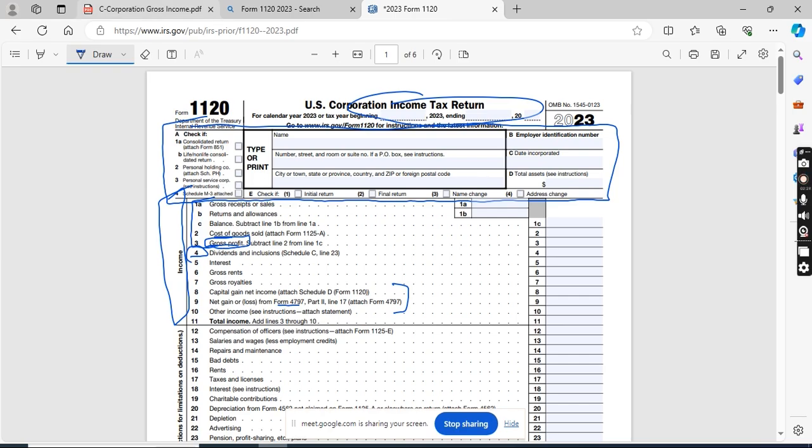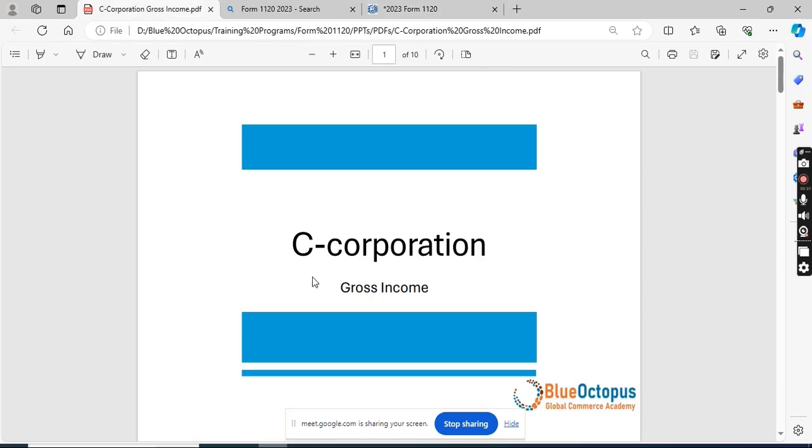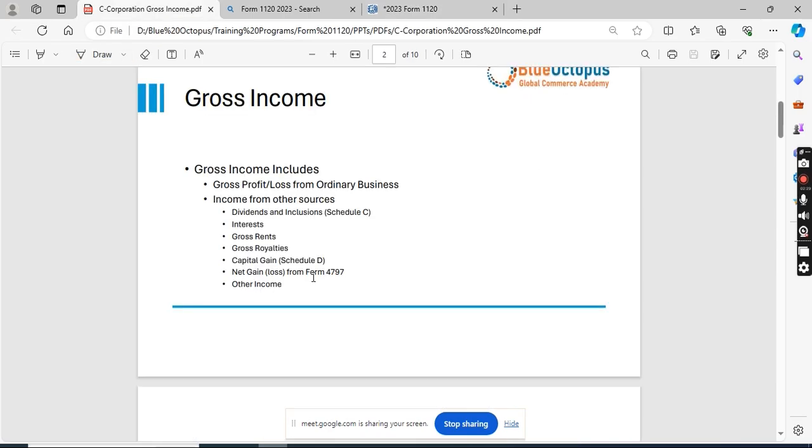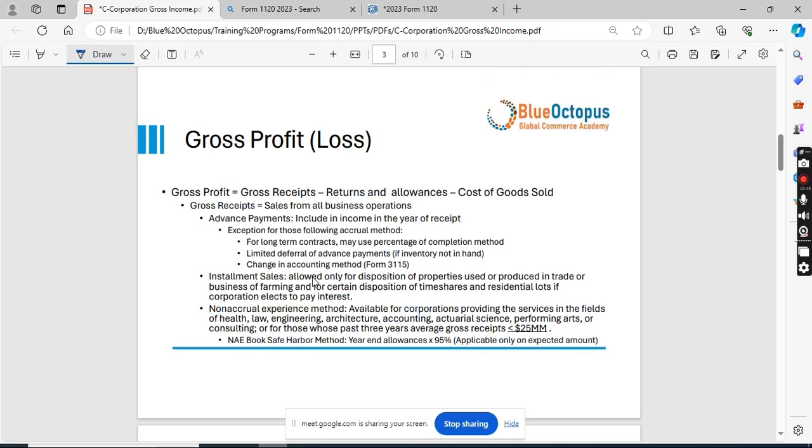So how gross receipts or sales can be calculated, right? So the first thing is what exactly is included in gross income. Gross income I have already told, these many things are there. So gross profit, income from other sources. Now if we start with gross profit or loss, gross profit is gross receipts minus returns and allowances minus cost of goods sold. Gross receipts include all the sales that have been made from whatever business operations they have. So main business operation sales come under gross receipts.